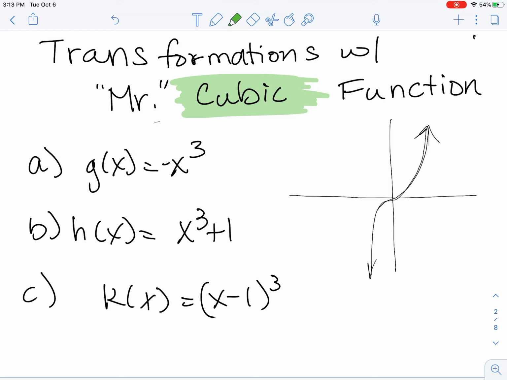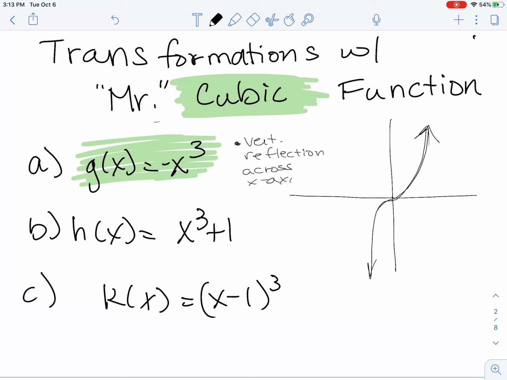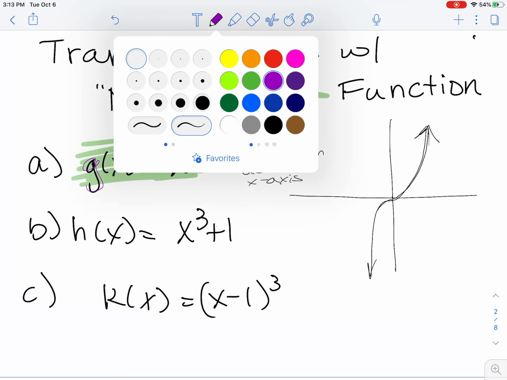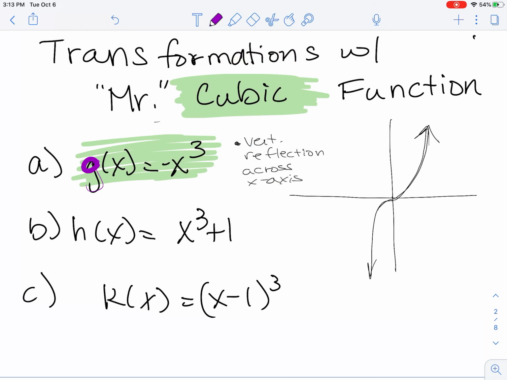Okay. So if I'm going to see what this does to it, so this negative in front, remember, the negative in front is a vertical reflection across the x-axis. So that means, and I'm going to go ahead and put this one in purple, make it bigger. This means that when I graph g of x equals negative x cubed, it's going to be the exact same function that we had before, but instead, it's going to reflect across the x-axis.